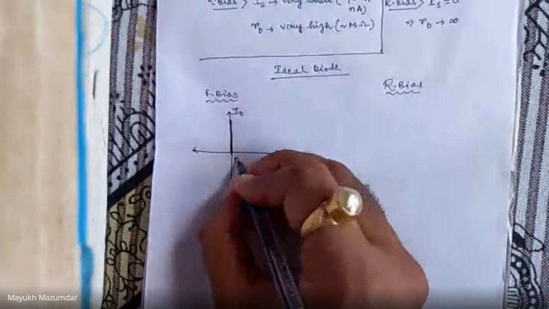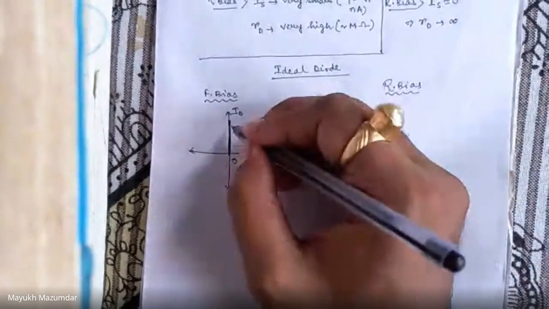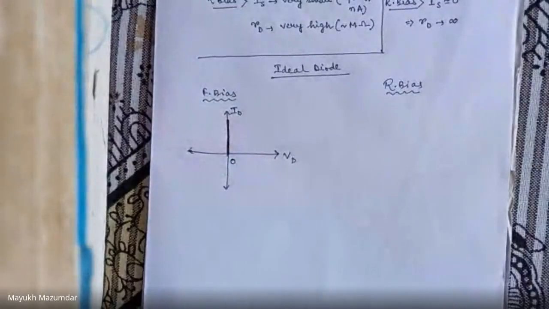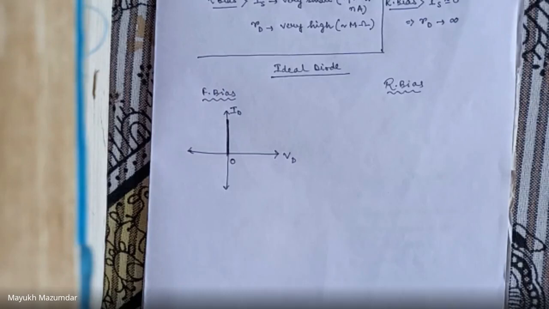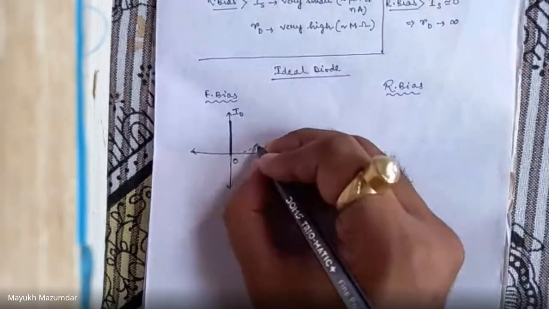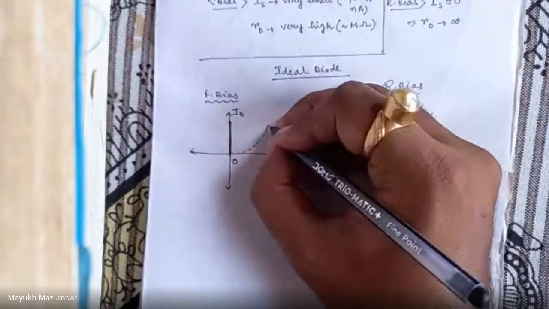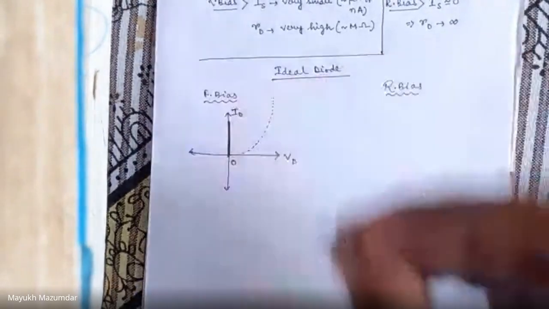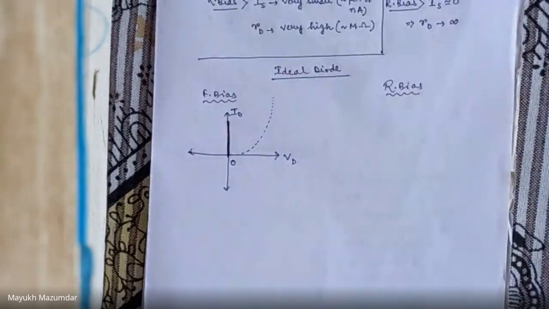So the forward bias current is like this. This graph is a bit difficult to understand. Why? Because the current is along the y-axis only. Vd is 0 and I have a huge amount of current. Whereas for a practical diode, which I'll draw by dotted lines, the characteristic curve in the forward direction is like this, isn't it? Are you getting what I'm telling?